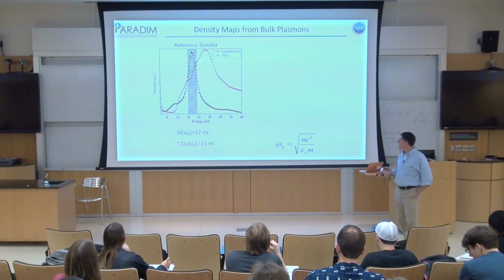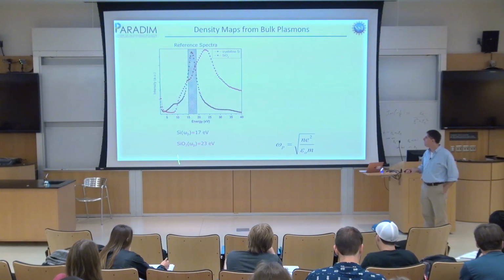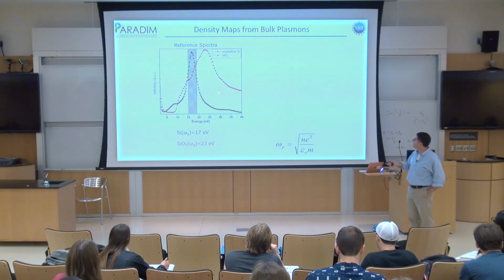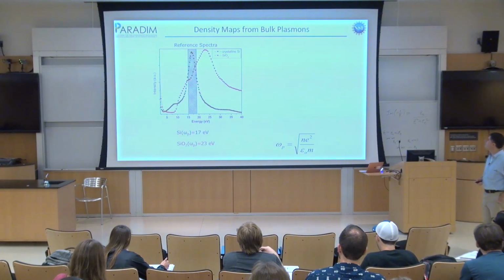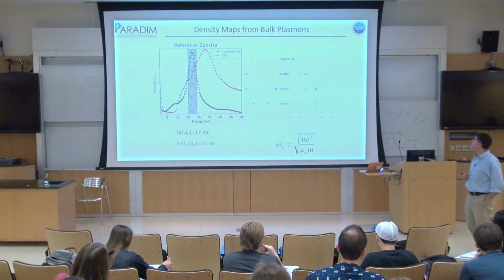SiO2: I have to add in a silicon and 2 oxygens, count up the valence electrons, and I only count the valence electrons for the plasma frequency. The core electrons are too tightly bound. You can see here SiO2 has a plasma frequency of 23 eV. So this is a great way to tell silicon from silicon dioxide in big particles. I'm going to give just a warning: don't do this in tiny things. That's part of the lesson I want to tell you.